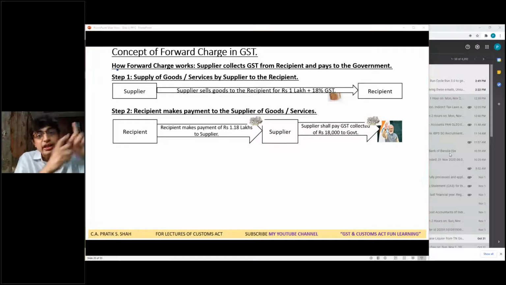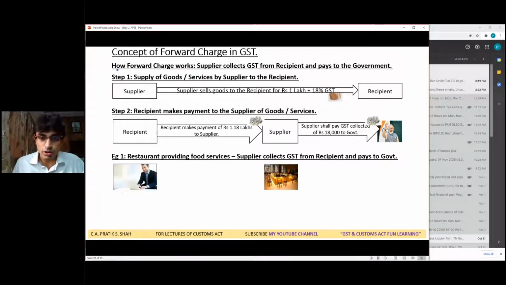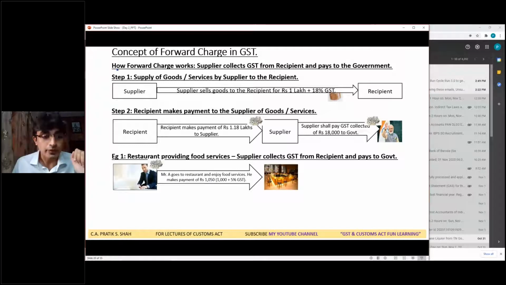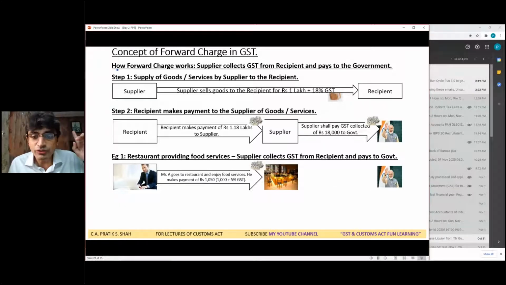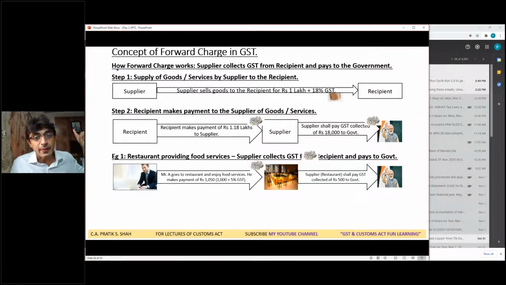Supplier collects GST and pays it to the government. This is normal forward charge. Understood? But now, say if you go to a restaurant, yesterday also I explained that. You order food, the restaurant is providing you food service. You pay a bill of 1,120 to the supplier, the restaurant. The restaurant will keep 1,000 and the balance 120 rupees, it will pay to the government. So again, the restaurant collected GST and paid it to the government. This is how forward charge works.